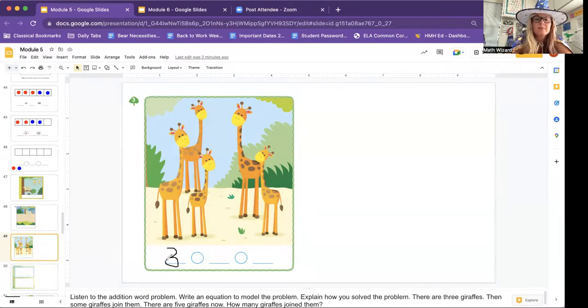So what number goes here? 3. Remember what this is? Plus. Oh, it says some giraffes join them. Do you remember my question mark? You don't need to write a question mark. I'm just writing a question mark, okay? Because we don't know yet. Don't put a number in there. Equals, how many are there now? Do you remember how many giraffes are there now? We said now there are 5. So we need to figure out how many giraffes join them, okay?